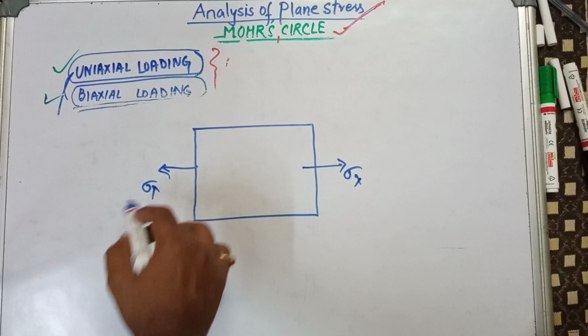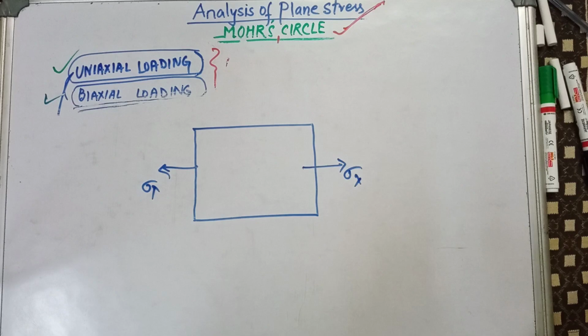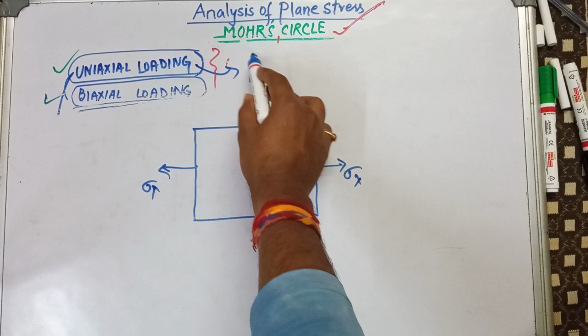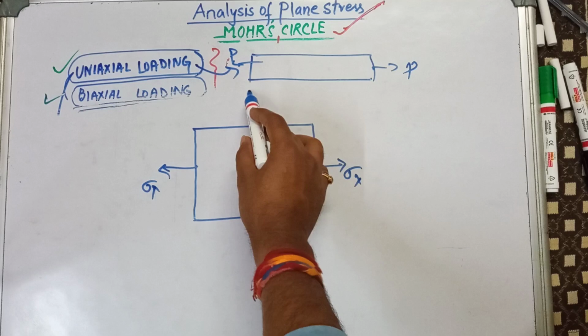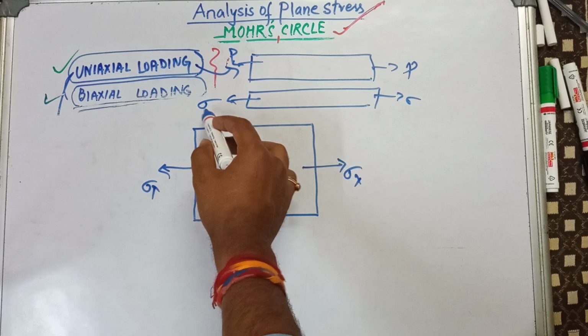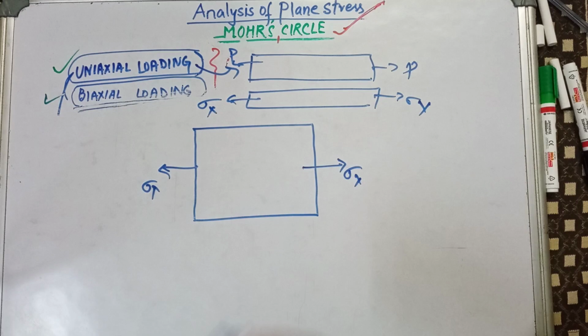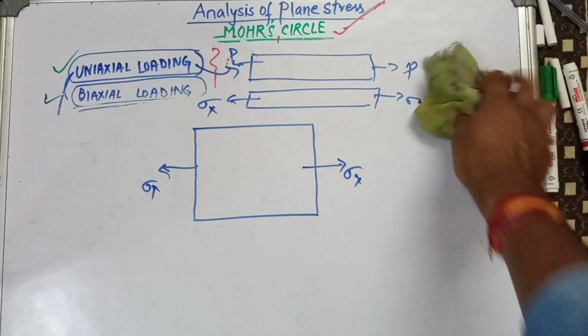Sigma x is what, sir? Sigma x is the stress induced along the x direction. In case of uniaxial loading also you can write sigma x. This was our uniaxially loaded bar where P was the load applied. Now we can write it like this also. What is the stress induced? I was writing sigma or sigma normal. You can also write sigma x because it is the stress that is induced along the x axis. Is it clear to you or not? Very easy.